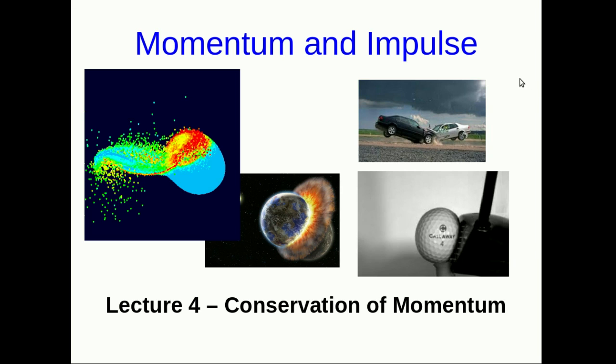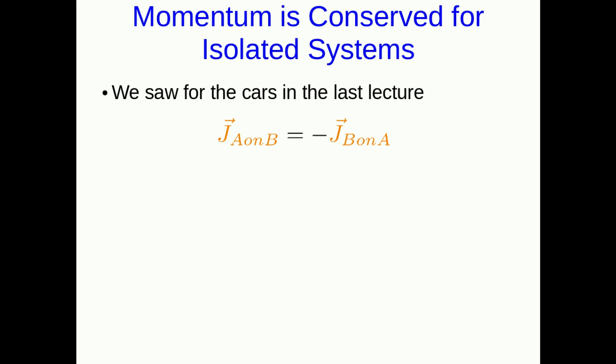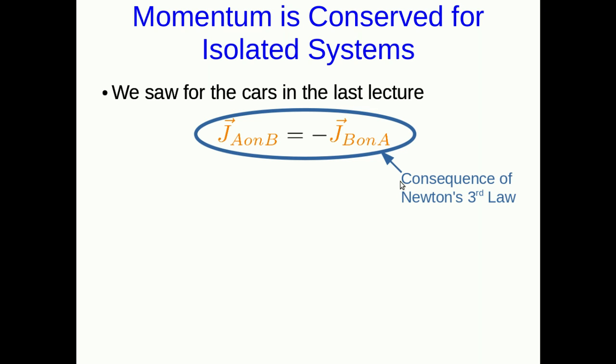Hello and welcome to Lecture 4 of Momentum and Impulse in PHYS 1101, and here we get to the real point of it all, which is the law of conservation of momentum. So we were looking at this collision between cars in the last lecture, and we found that the impulse imparted by A on B was the negative of the impulse by B on A. And this was just because of Newton's third law. You can really think of this as nothing more than a way of rewriting Newton's third law.